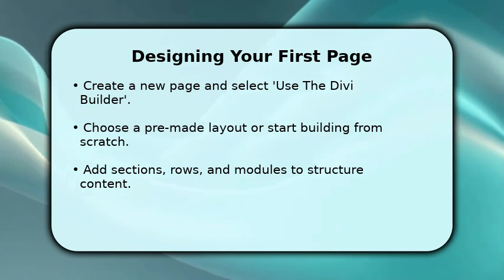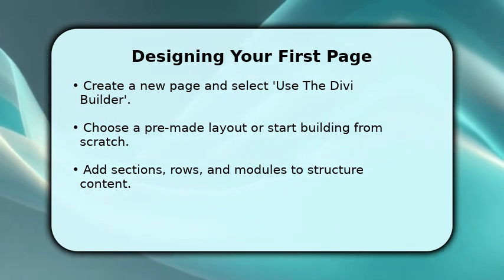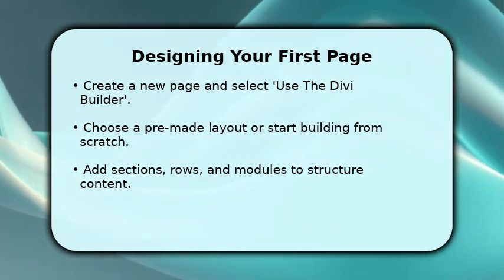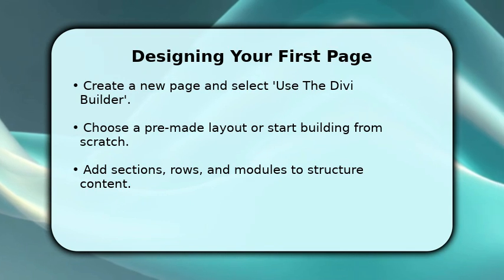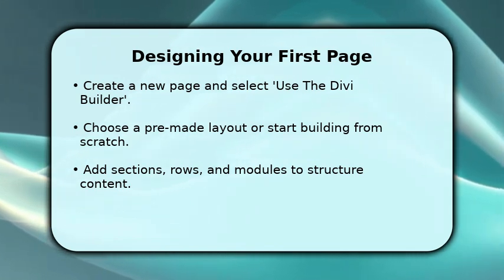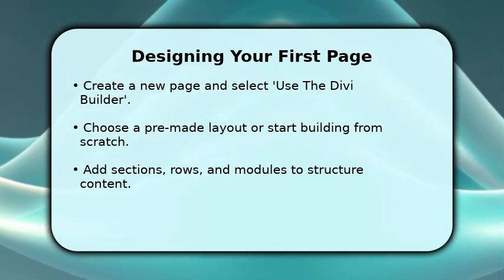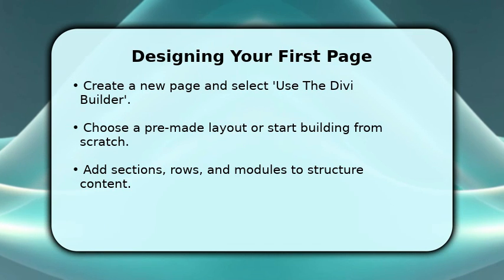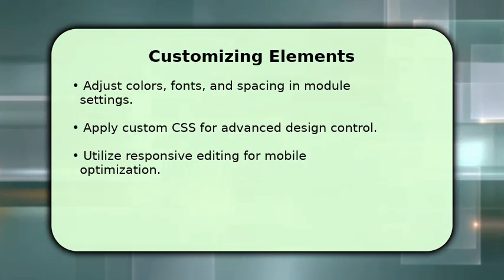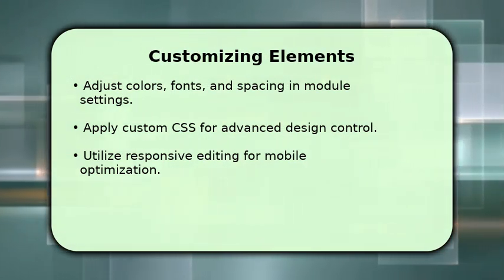The builder uses a hierarchical structure. Sections contain rows, and rows contain modules. Modules are the building blocks for all your content, from text and images to contact forms and galleries, offering immense flexibility. Divi offers extensive customization options for every element on your page.